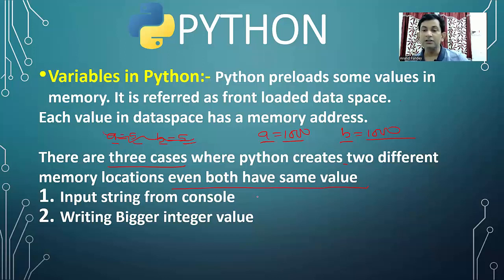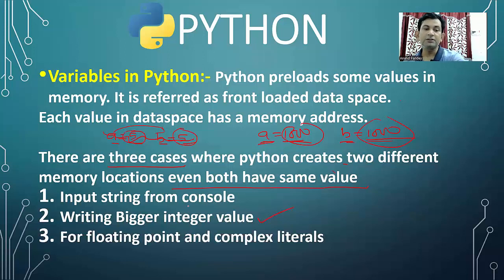Here we are using a bigger integer value, and as I told, up to 999 is already loaded in memory. If you go above that, different memory locations will be created. For up to 999, if two variables have the same value, they will have the same memory location. But above 999, even if two variables have the same value, they have different memory locations. This is the concept.